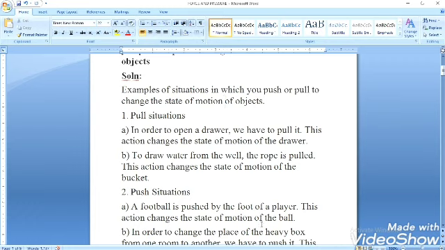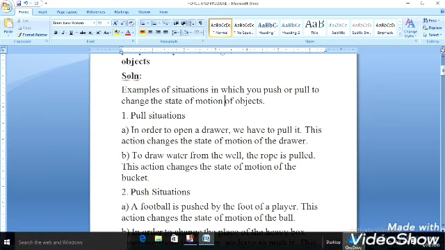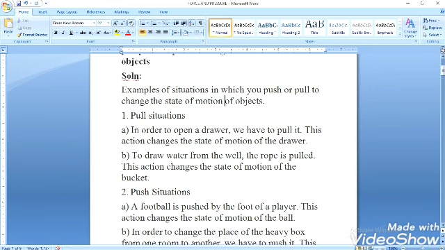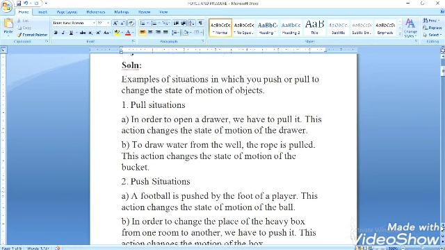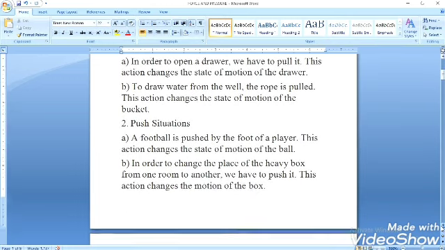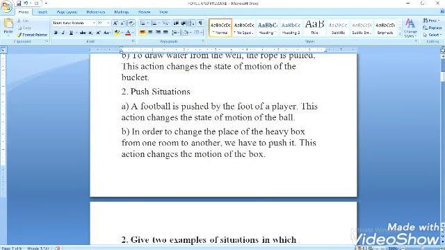Second one, push situations. A football is pushed by the foot of a player. This action changes the state of motion of the ball. Second one, in order to change the place of the heavy box from one room to another, we have to push it. This action changes the motion of the box. These are the examples for push and pull.